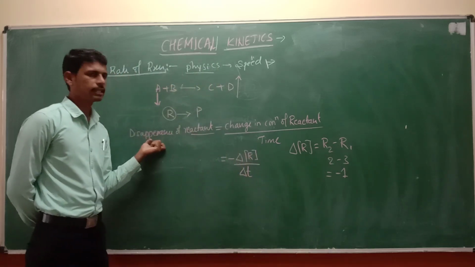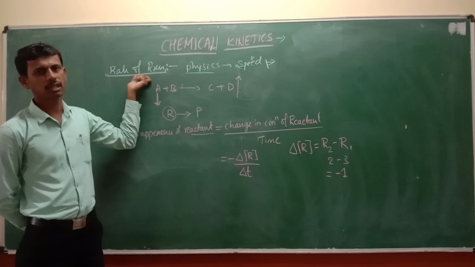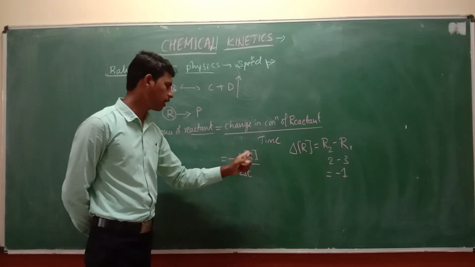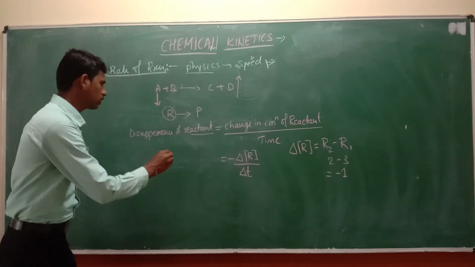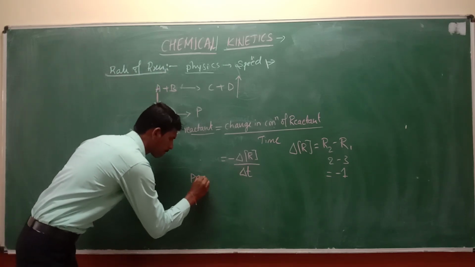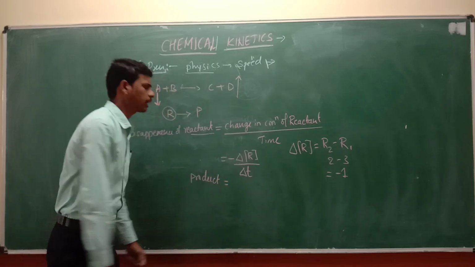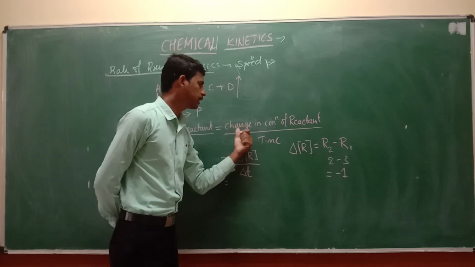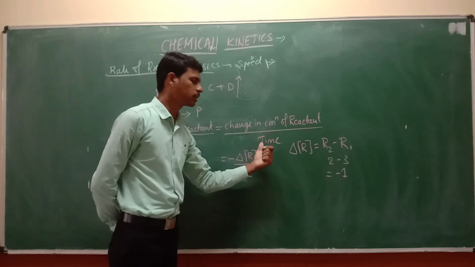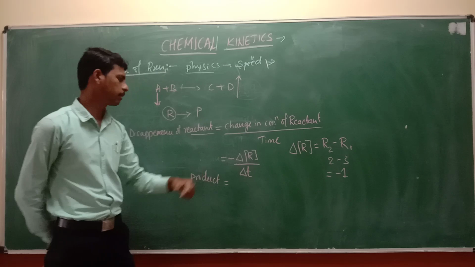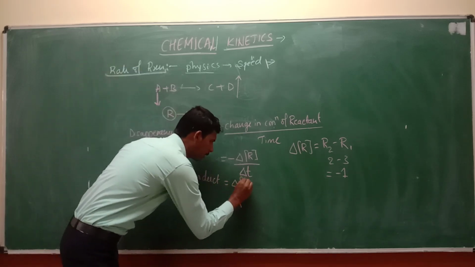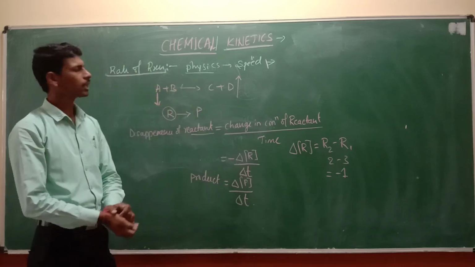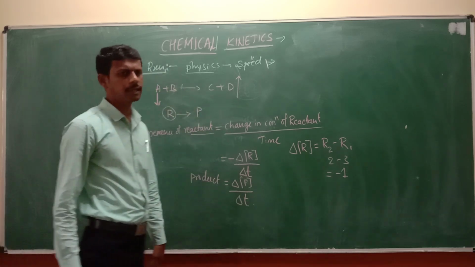So to represent the rate of reaction using reactant concentration, we write minus delta of R divided by delta t. With respect to product, it is the same: we take the change in concentration of the product with respect to time. Then we get delta of concentration of P divided by delta t. This is about the rate of reaction.